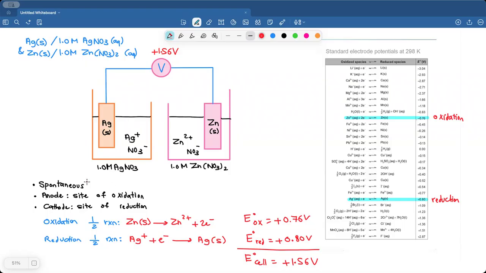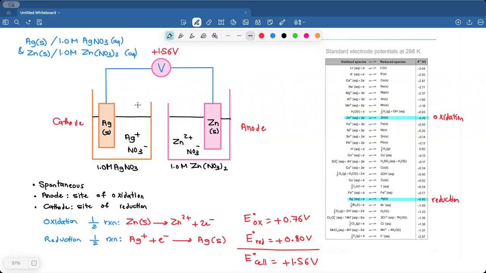Another thing we have to show is where the anode and cathode are. The anode is the electrode where oxidation takes place. In this case, Zn is the one that gets oxidized, so this is going to be my anode. And the cathode is the site of reduction, so my cathode in this case would be Ag solid.